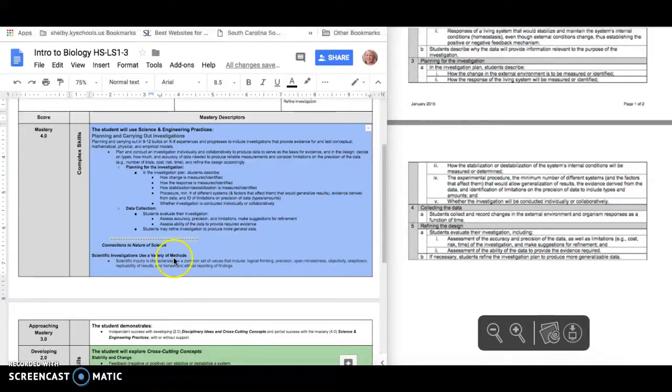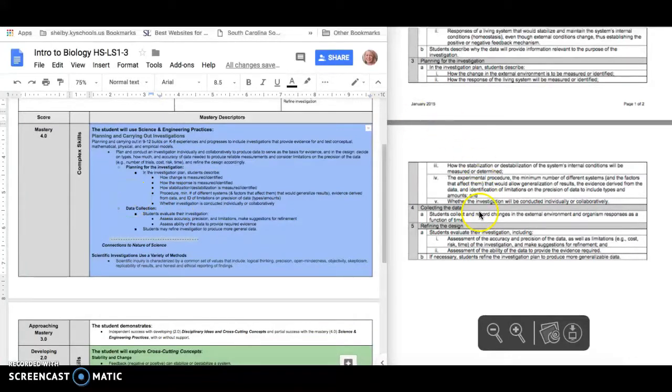I went ahead and this was pretty chock full, and I can't believe I left that one out. But this one dealt with procedures: the minimum number of different systems, factors that would affect them, what would allow for generalization of results, evidence derived from data, and identification of limitations of the precision of data to include types and amounts. I mean, that one's a big one. So all of these pieces, that is huge in terms of what will be part of the investigation.